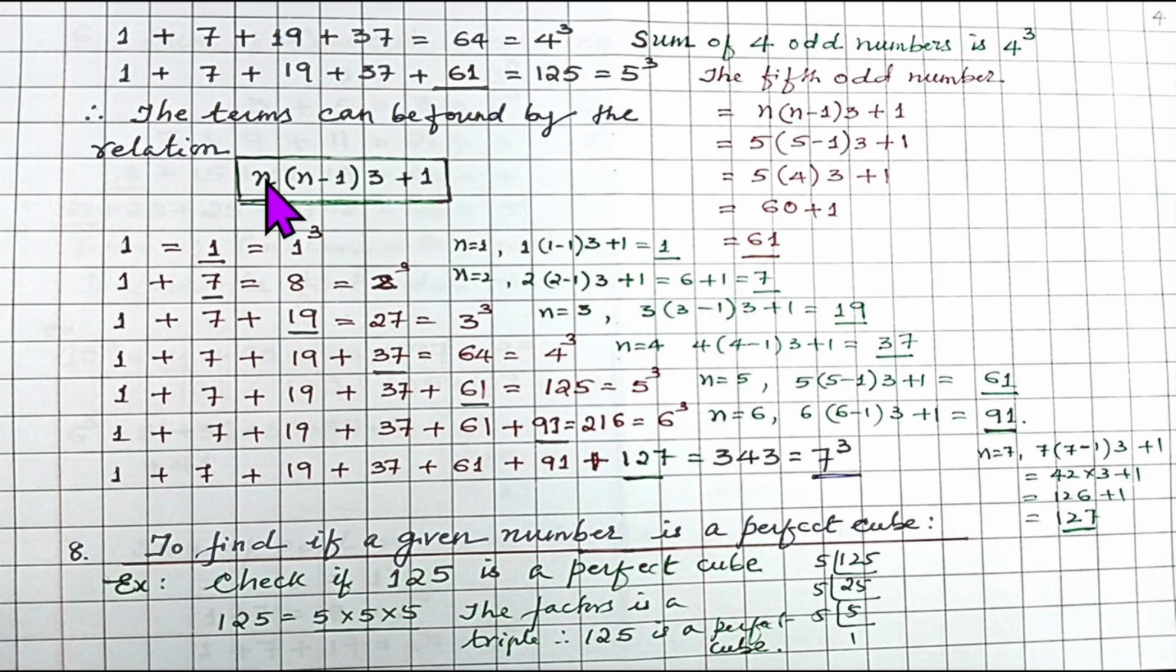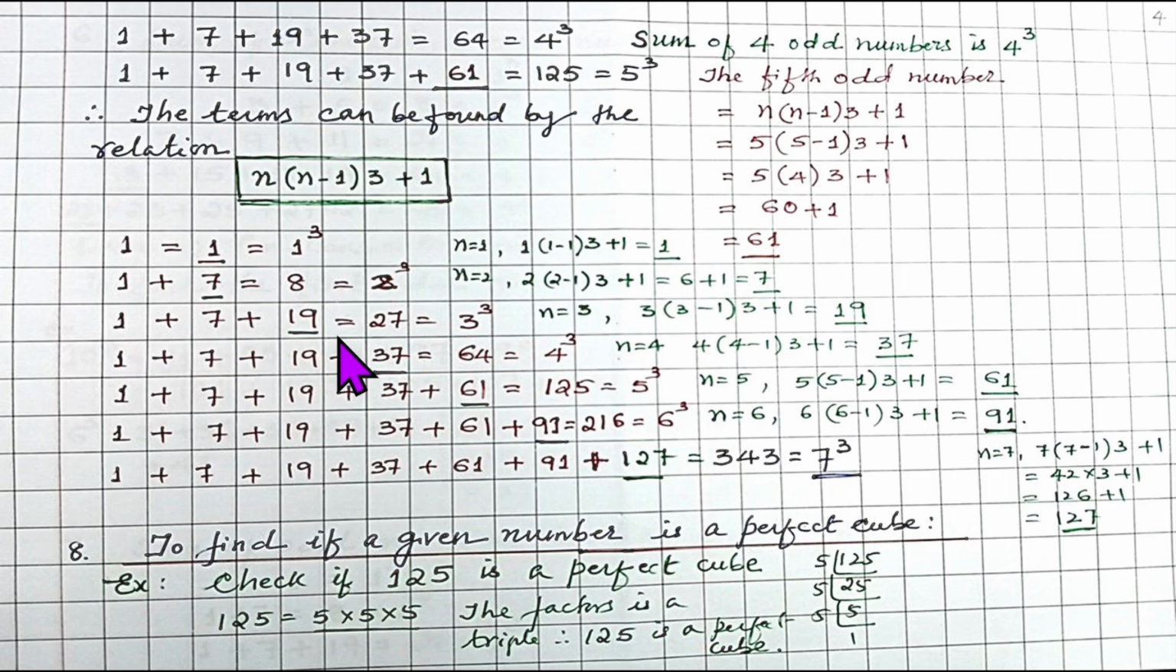So this is the formula which is useful for finding out the odd numbers which add up to form a perfect cube. That's the procedure I have given you here. So follow this procedure and find out the required odd number. I have written also the method for that.